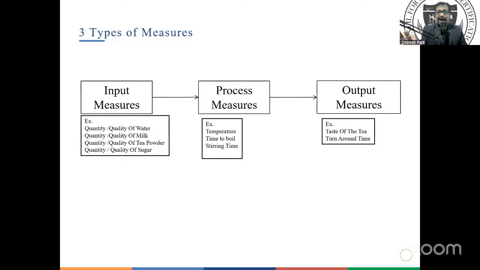Okay, now in the chat right now, everybody just give me one input measure of your own process. In the chat you write like this: I, and give that measure, P, give that measure, and O, give that measure. Just type in the chat box, I'll wait for you. In your process, give me one input measure, one process measure, and one output measure, which can be measured.